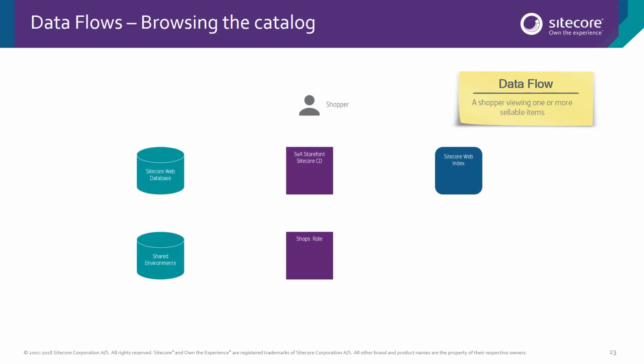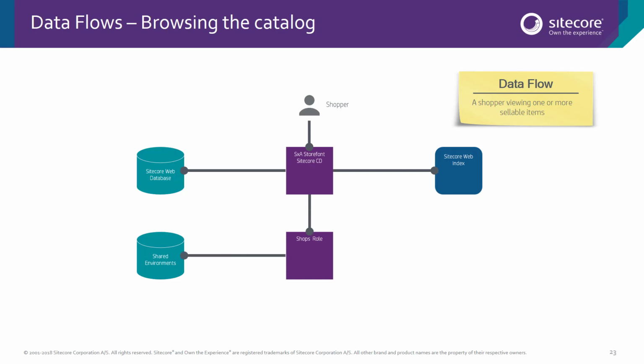When a shopper is viewing one or more sellable items on a site, the user hits the SXA storefront page containing the catalog data, for example, a product listing or product detail page, and the rendering details are loaded from the Sitecore web database. This then uses the Sitecore web index to get details of the sellable items.